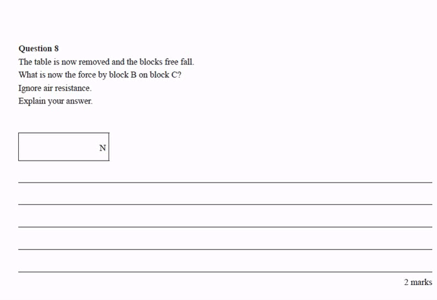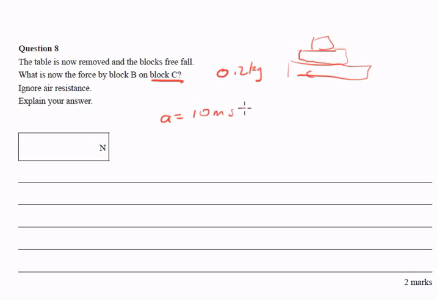Alright, the table's now removed and the blocks are in free fall. What's the force by block B on block C? Explain your answer. So we did have something like this. Block C is at the bottom. Right, so C had a mass of, I think it was 0.2 kg. It's free falling, so it has an acceleration equal to gravity. So we can say the total force on the block must be equal to ma, which is 0.2 times 10 equals 2 newtons.